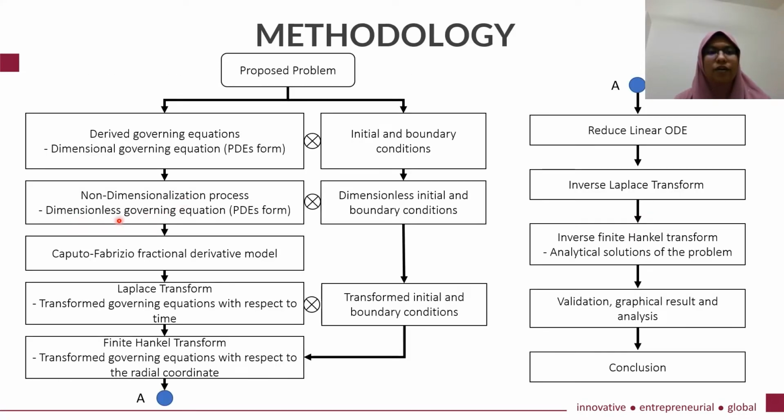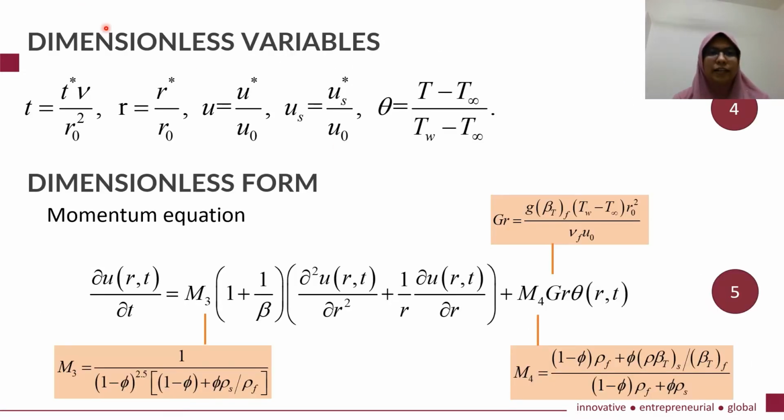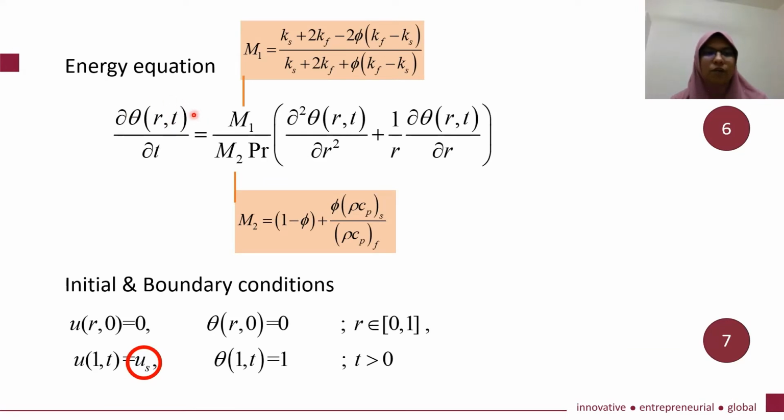Next is the non-dimensionalization process, applying the appropriate dimensionless variables to obtain the dimensionless form of the governing equations together with the initial and boundary conditions. Here are the dimensionless variables in the fourth equation. We will apply them to the first and second equations to obtain the dimensionless form of the governing equations for the momentum and also energy. From here, we will obtain dimensionless parameters such as the Grashof number. This is the dimensionless form of the energy equation and also the initial and boundary conditions.